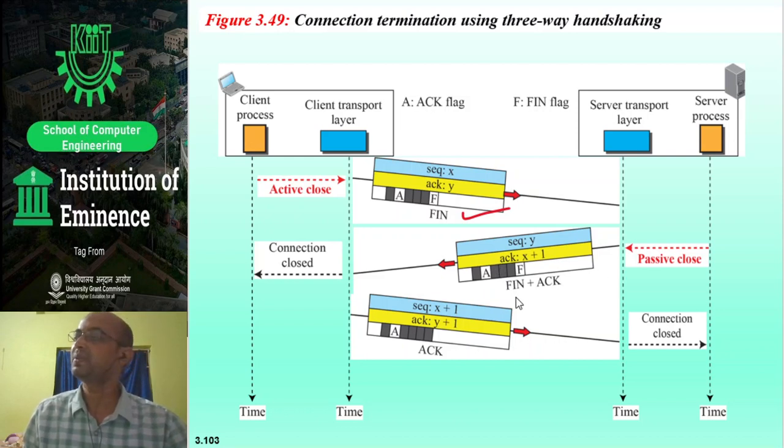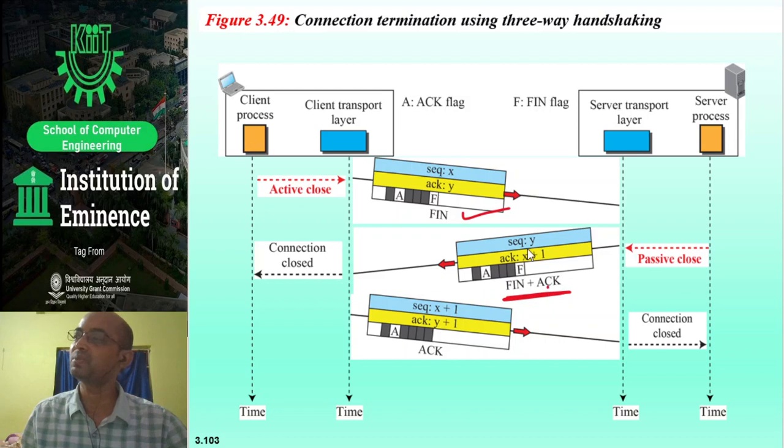That FIN plus acknowledgement needs to be communicated from the opponent, from the other side of the TCP. Here it is the server. So it acknowledges the FIN. Once it gives acknowledgement, this is called half close. Client says I have finished, server says I acknowledge. This is called half close. But the server has not said I have finished. But in this given example, the server also sent a FIN.